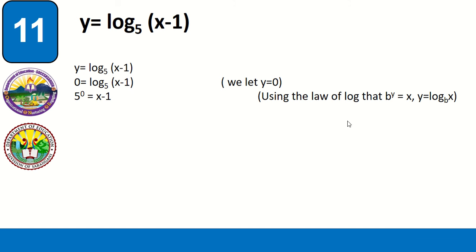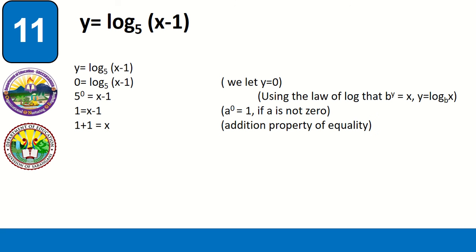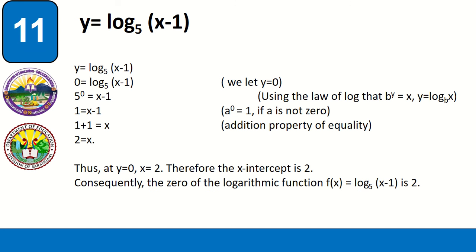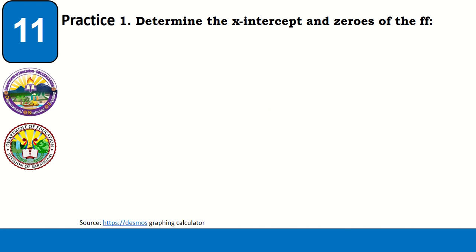Using the definition of logarithm, that b to the y equals x, therefore y equals log of x base b, we have 5 to the 0 equals x minus 1. 5 to the 0 is equal to 1, because any number raised to 0, except 0, is equal to 1. So x minus 1 equals 1. By the addition property of equality, 1 plus 1 equals x, and x equals 2. Therefore, the x-intercept is 2 when y equals 0, or the point is (2, 0). Consequently, that is also the zero. The zero is 2.